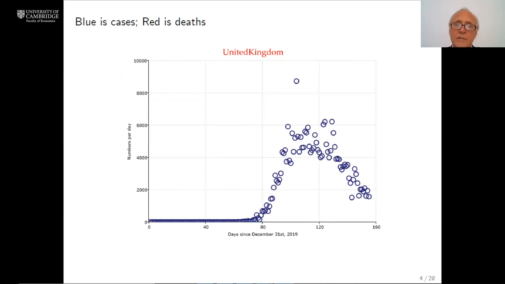What I'm showing here is the number of new cases per day in the United Kingdom. And the starting point of this data is December the 31st, 2019, when the epidemic started according to the WHO. As you can see from this, we have an upward segment and a downward segment. Starting around day 80, which is sometime in March, we went up to a peak and then we went down to where we are today.